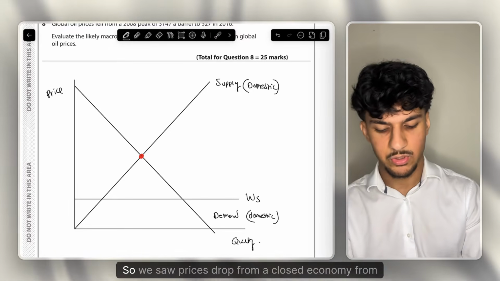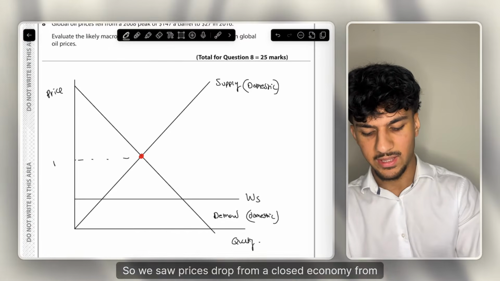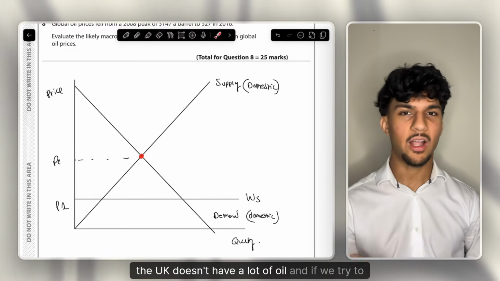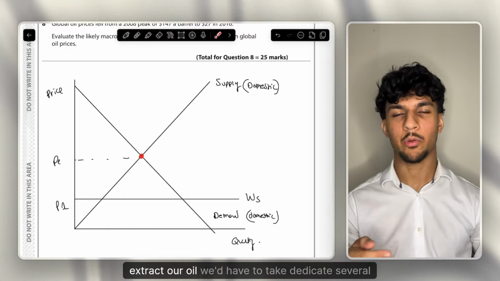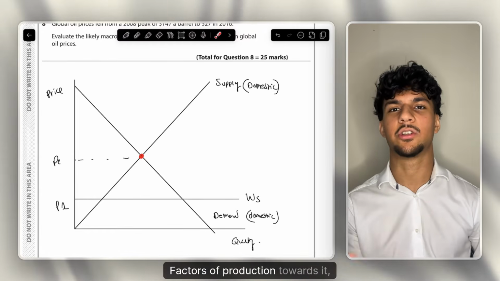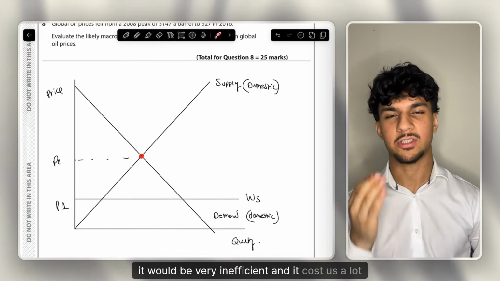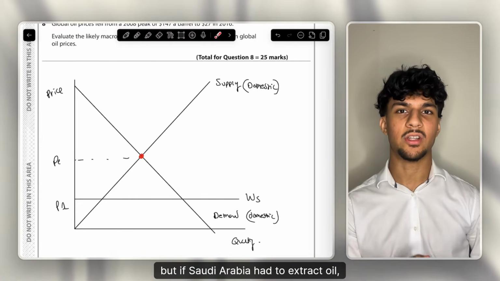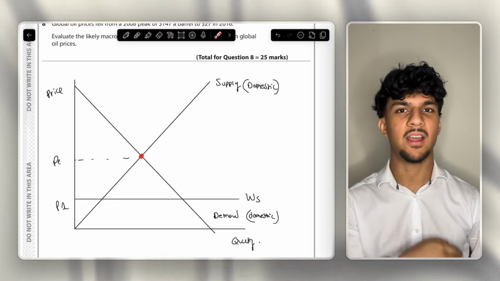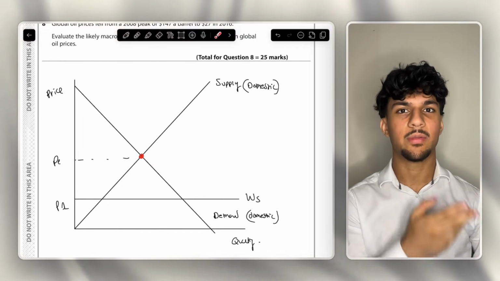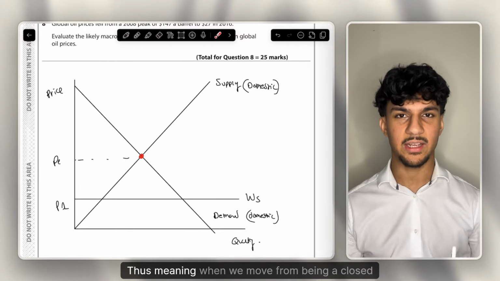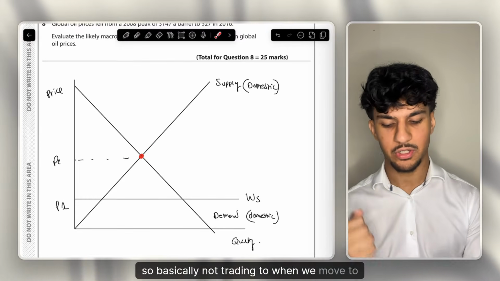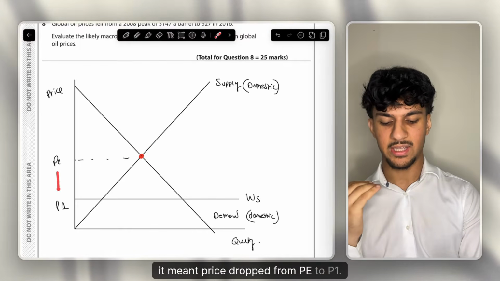So what happened? We saw prices drop from a closed economy from PE to now P1. For example, the UK doesn't have a lot of oil, and if we tried to extract our oil, we'd have to dedicate several factors of production towards it. It would be very inefficient and it would cost us a lot of money. But if Saudi Arabia had to extract oil, since they already have the factors of production there and they've already made it very efficient, it's really cheap for them. Thus, when we move from being a closed economy, so basically not trading, to trading, it meant a price drop from PE to P1.